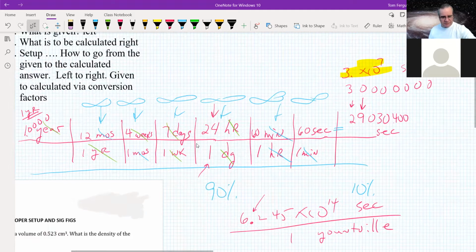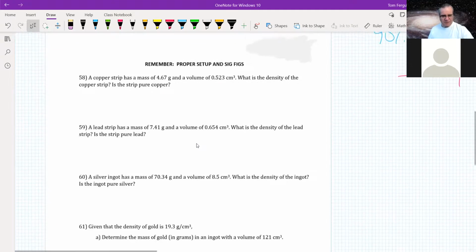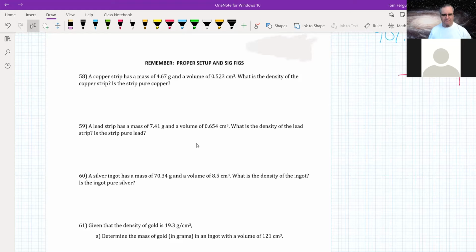Okay, so let's just do some other, this worksheet's from Chem 300. These are some more dimensional analysis.